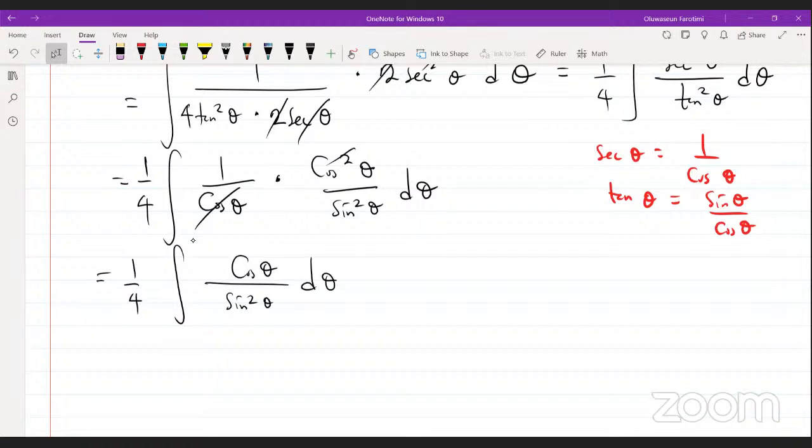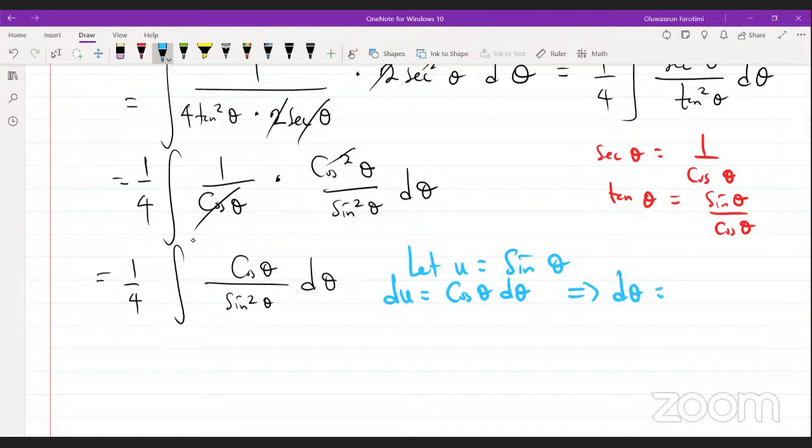What do we do, guys? It's like, oh, we're moving from one problem to another problem to another problem. But we're almost there, guys. So how can you integrate this? Now you can use the regular u-sub that you know, okay? So you can say let u equal sine theta, because when you differentiate sine, it gives you cosine, so you need something to cancel out. What is my du? It's going to be cosine theta d theta. I need d theta by itself, which means d theta is just du over cosine of theta.